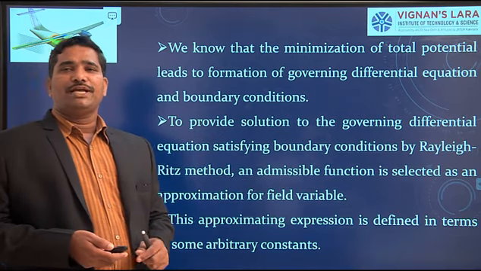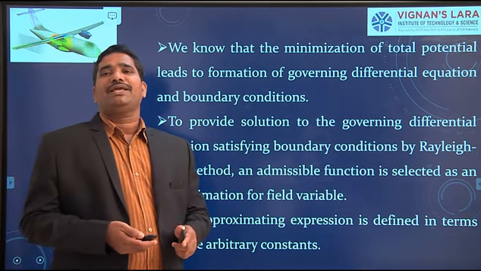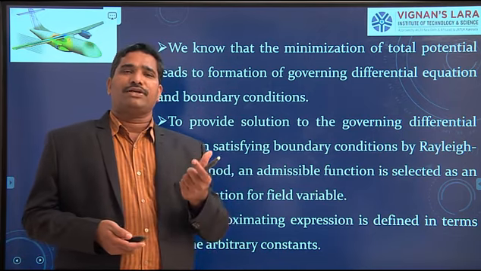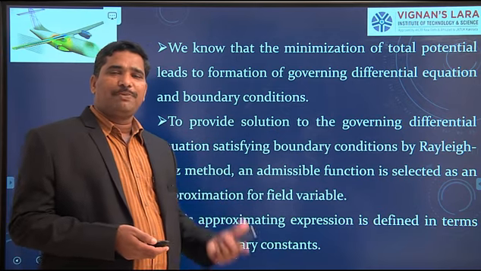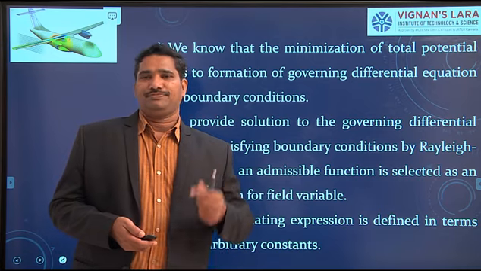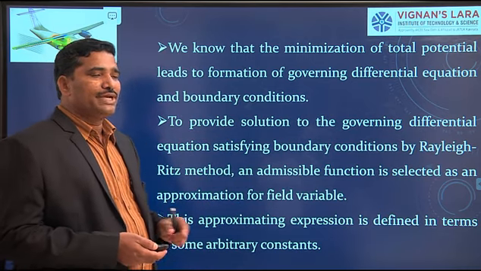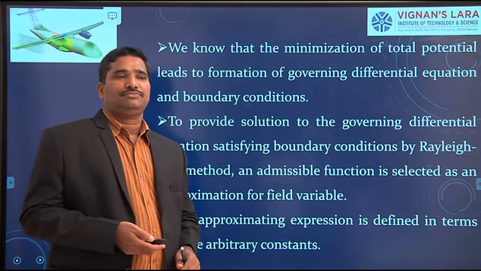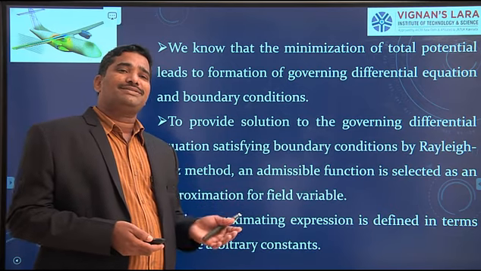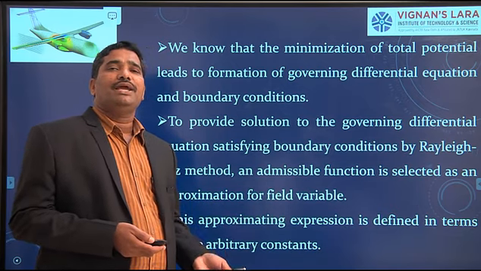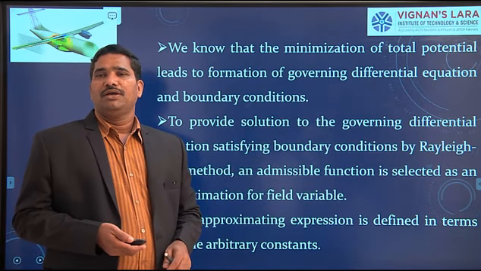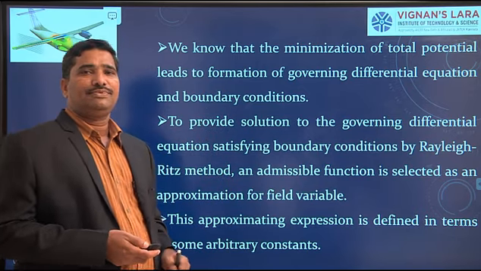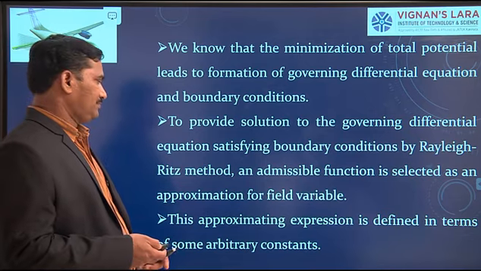For example, the admissible function contains two arbitrary constants, say a and b. Then you have to differentiate pi with respect to a and equate to 0. Then differentiate pi with respect to b and equate to 0. Which means that you get a number of algebraic equations equal to the number of constants. Then determine both constants and substitute in the admissible function. You get the solution to the given differential equation. This is what the Rayleigh-Ritz method says.